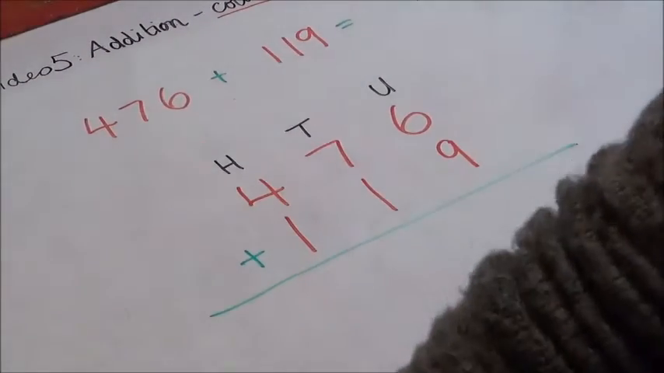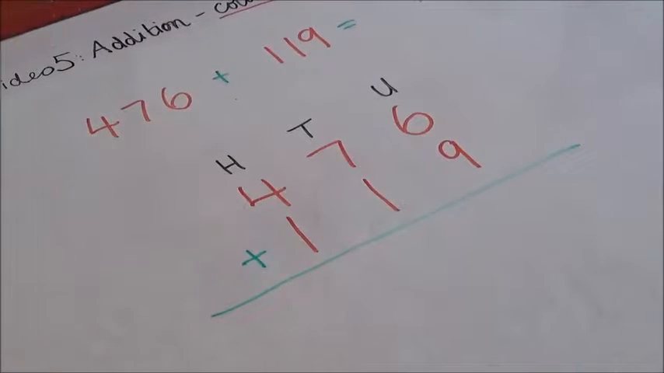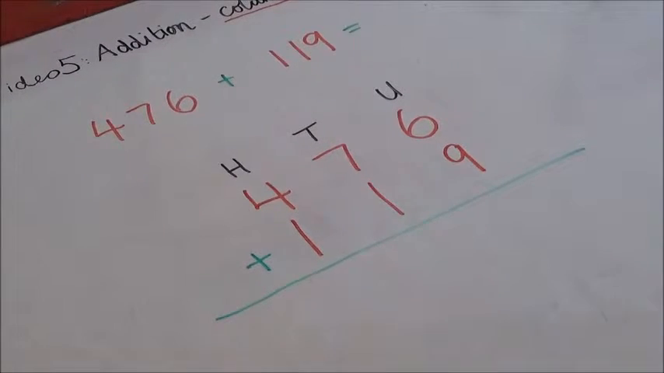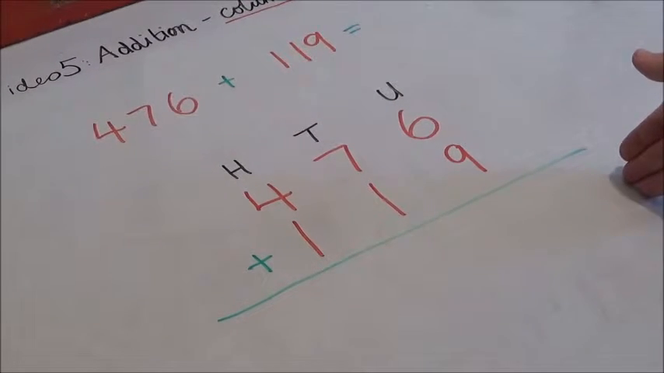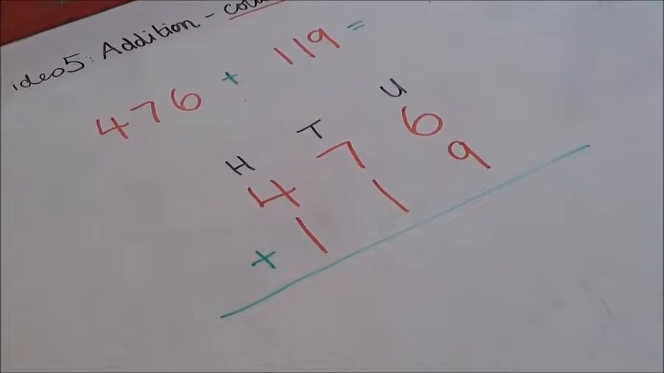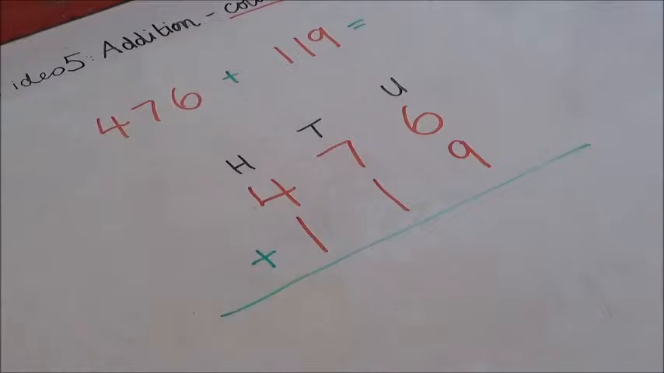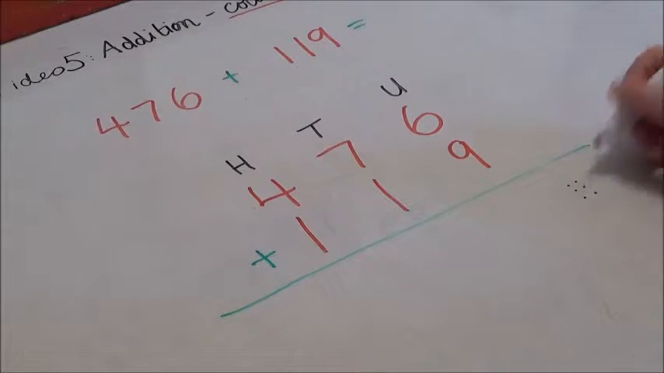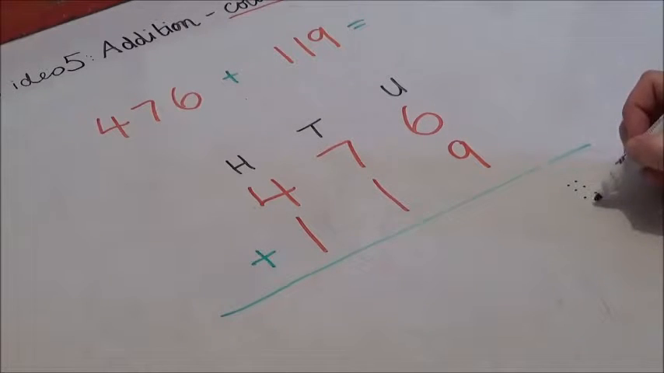I've also got my base 10 here to explain what we're doing. We always add up the smallest place value column position first, and again we so happen to be starting with the units. So we're saying to ourselves, we've got 6 units, add 9 units.